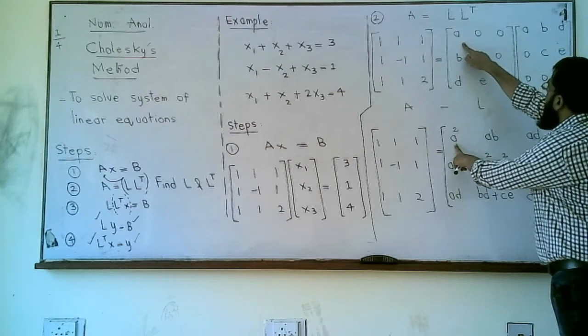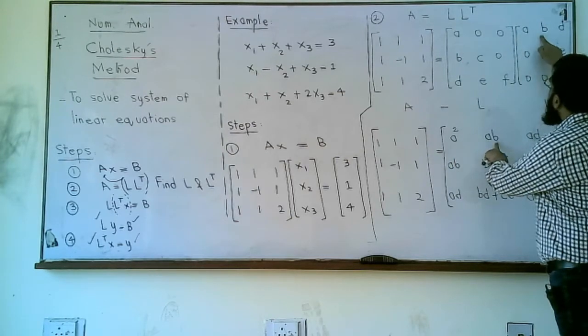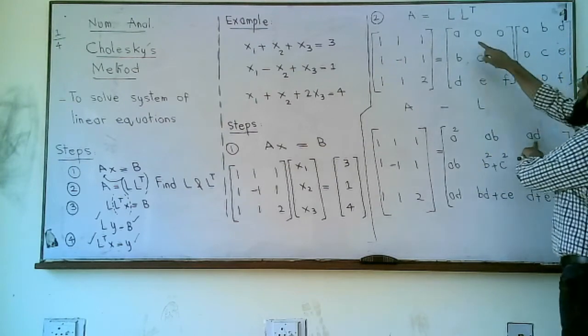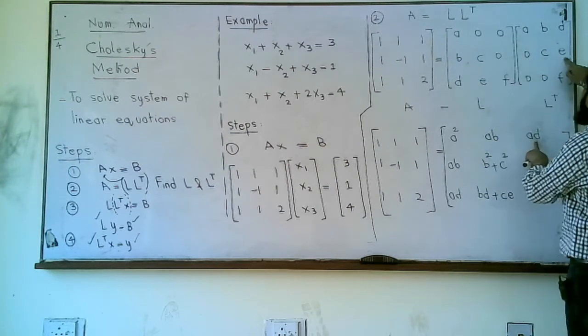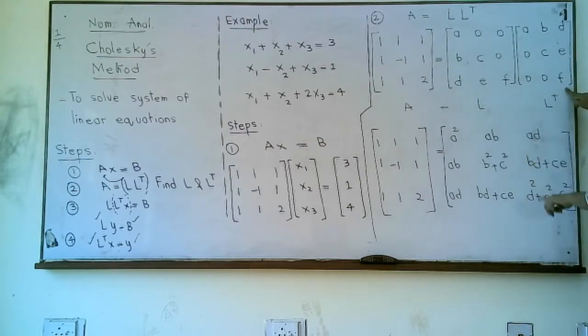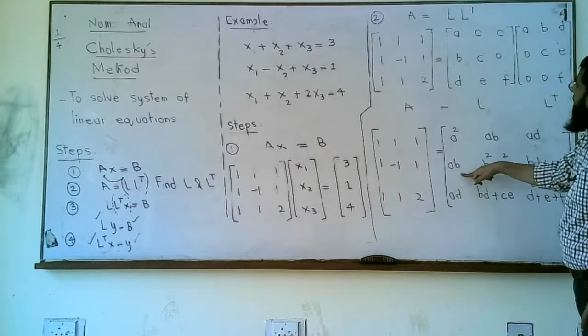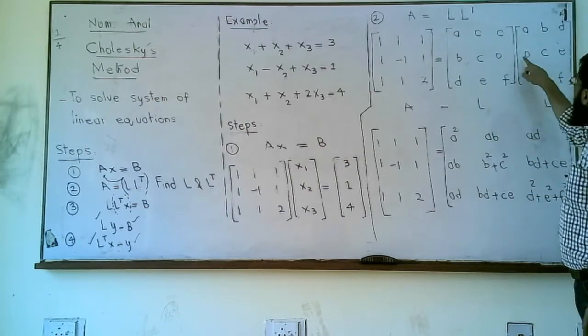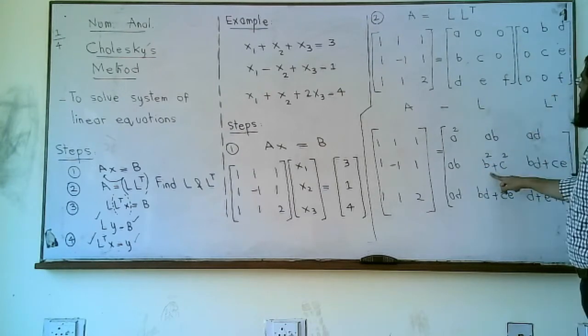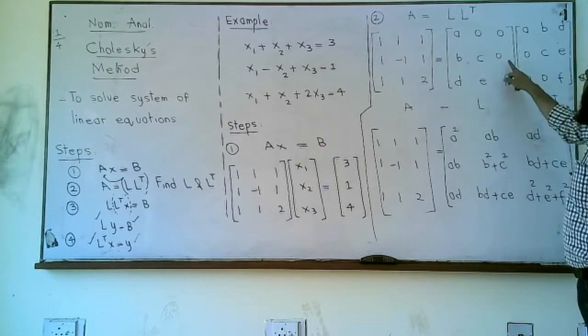Then first row, the second column: A B plus 0 C plus 0, 0. So 0. A D plus 0 E, 0, 0. 0 times E is 0 plus 0 F is 0. B A written as A B plus C 0, C times 0 plus 0 times 0. B times B, B squared, plus C times C, C squared, plus 0 times 0, 0.